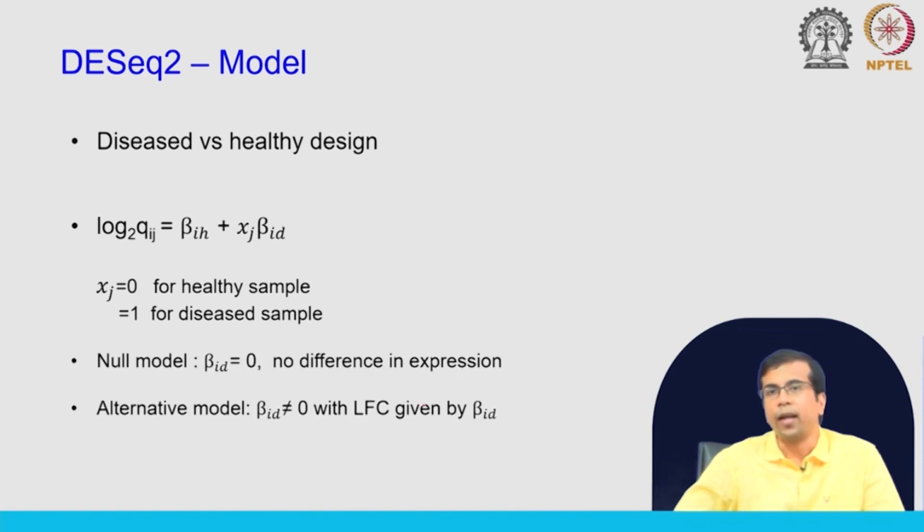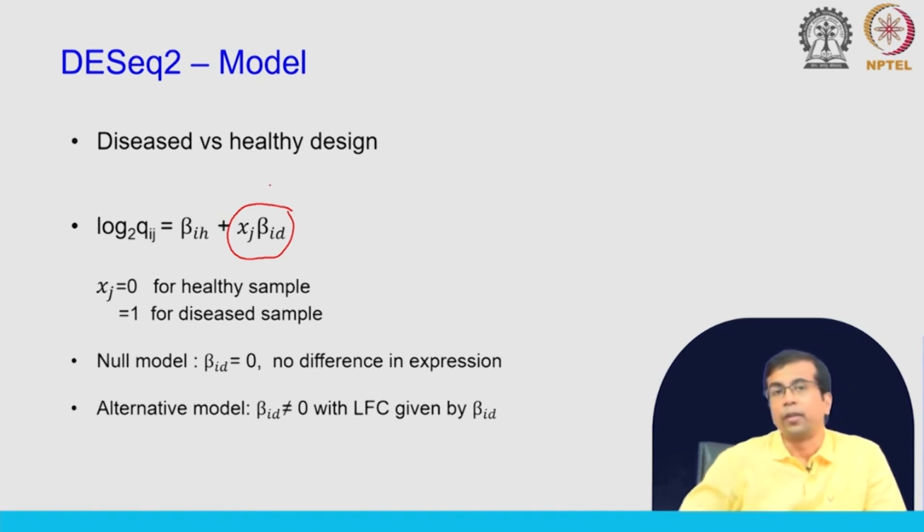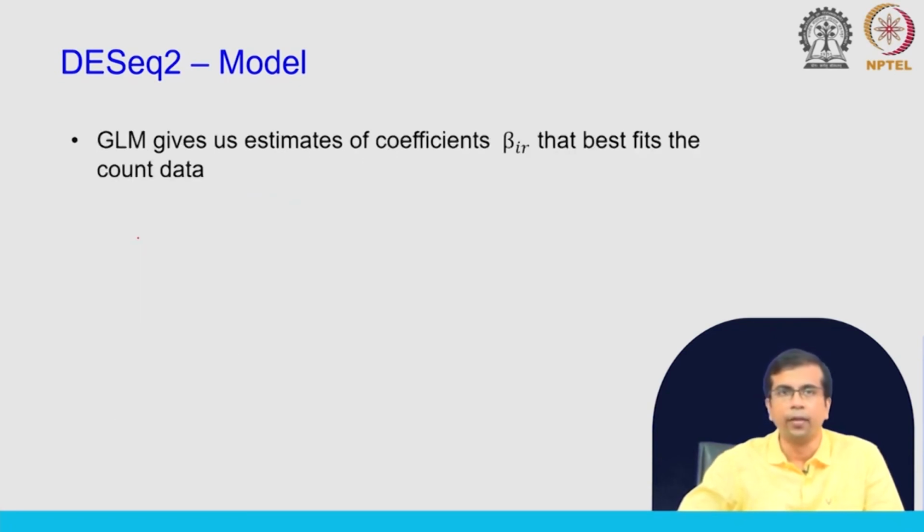Okay. And the null model, this is where the statistical model comes in. So, the null model is beta_i^D equals 0, right. So, there is no difference in expression between healthy and disease samples, so this second term becomes 0. Okay. But of course, then you have the alternative model, which says beta_i^D not equal to 0, and that means there would be something called log fold change or LFC, that is given by beta_i^D. So, just note that this is a log transform. So, beta_i^D will give the log2 fold change, or in short LFC. We will discuss what this LFC is a bit later.